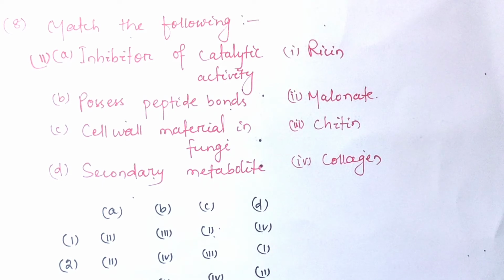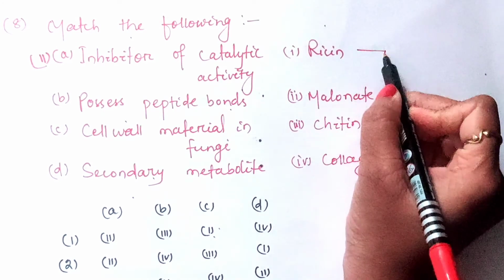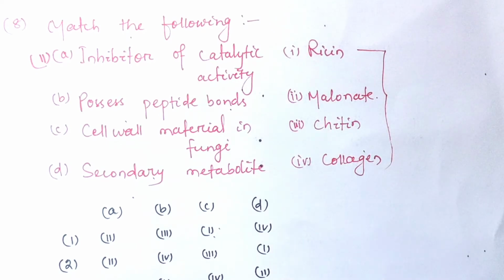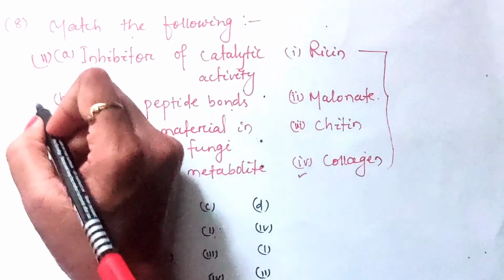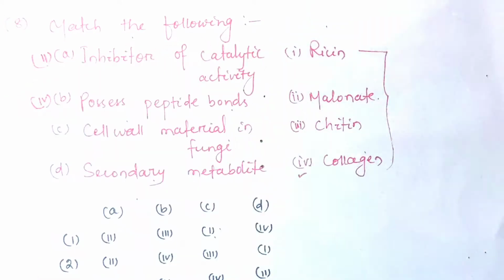Then B possesses peptide bonds. Out of all these four substances which possesses the peptide bonds, option 4 is the correct answer. So option 4 is for B. Then cell wall material in fungi.